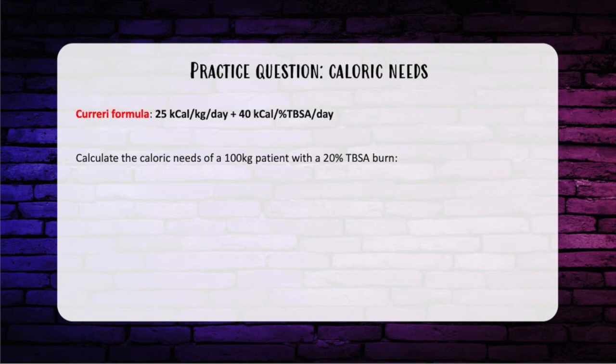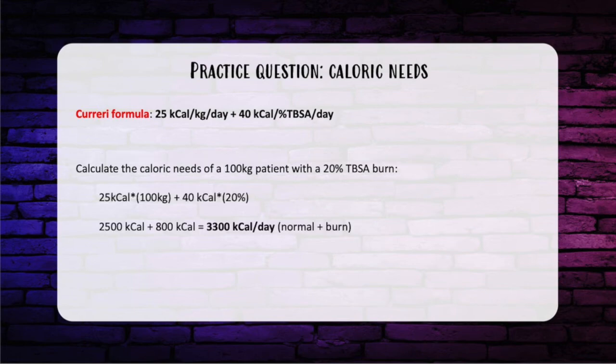So Brian, do you want to walk us through calculating the caloric needs for a 100 kilogram patient with a 20% total body surface area burn? Sure. You would start by calculating their normal caloric needs, which would be 25 times their weight, which in this case is 100. That comes out to 2,500 kilocalories. That's his normal diet. But in order to adjust for the burn, you would multiply 40 times 20, which gives you 800. So you add 800 to the 2,500 and get 3,300 kilocalories.